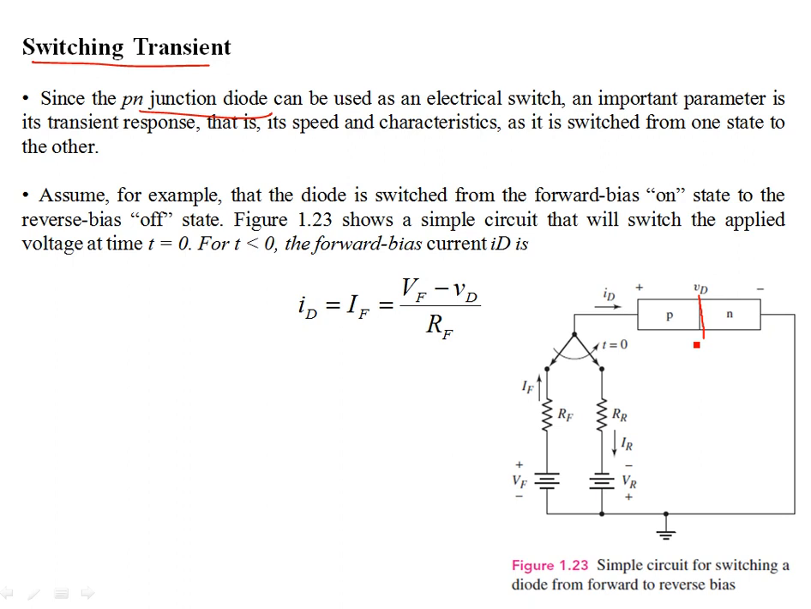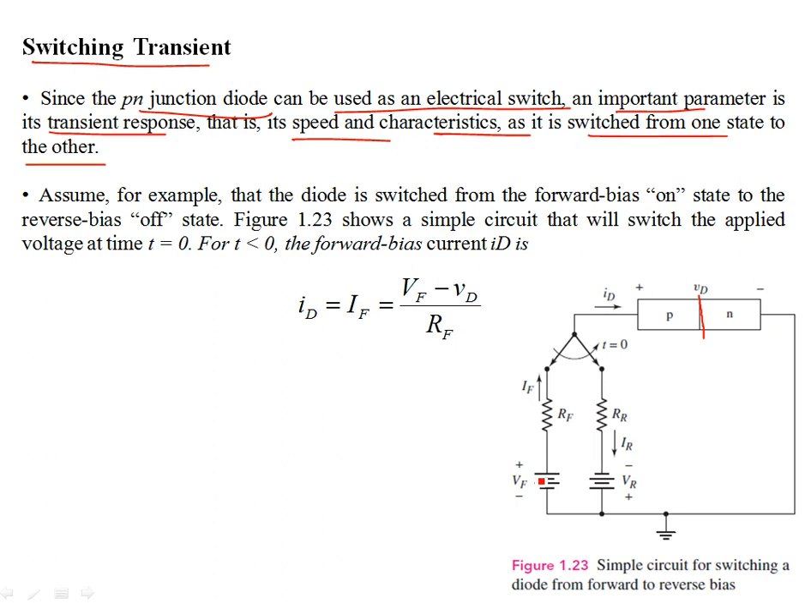You cannot have this device behave as a voltage-controlled switch, which turns the direction of the current instantaneously. It takes time for the charges in the capacitor to settle. So the same thing goes on here. Since the PN junction diode can be used as an electrical switch, an important parameter is the transient response, that is, its speed characteristics as it is switched from one state to another.